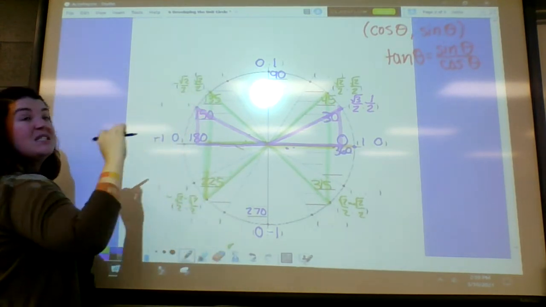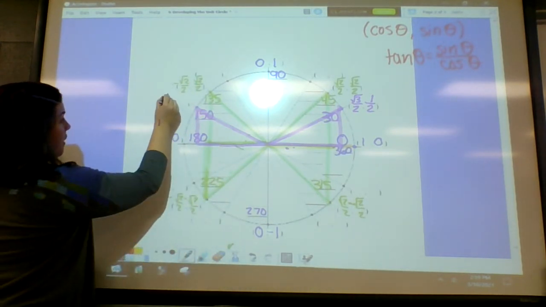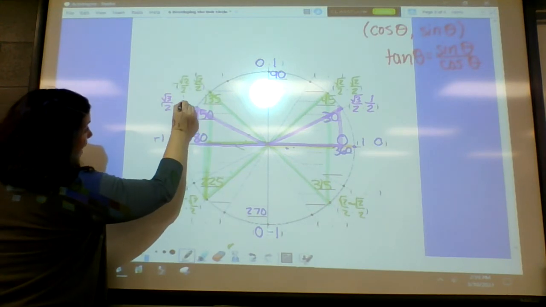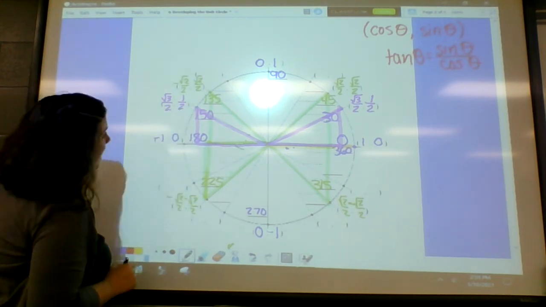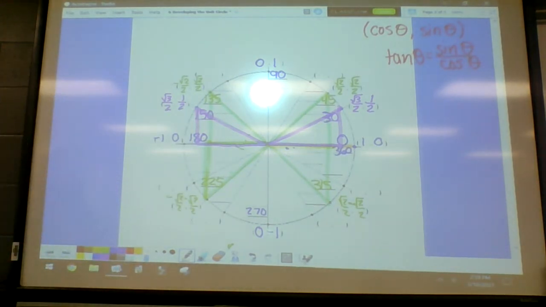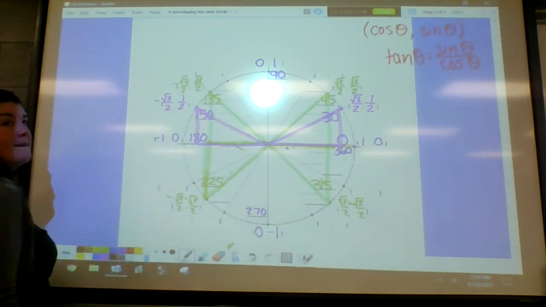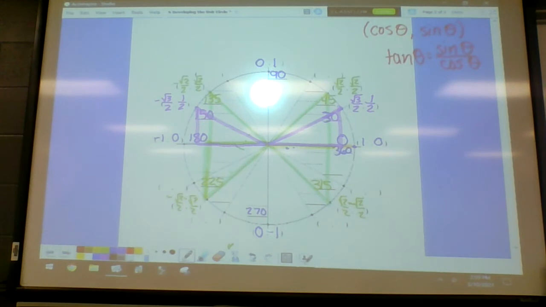All right. The x's and the y's aren't going to change. So it's still square root of 3 over 2 and 1/2 in that order. But one of them is going to be negative because we're in a different quadrant. It's negative square root of 3 over 2. Yes. And positive 1/2.